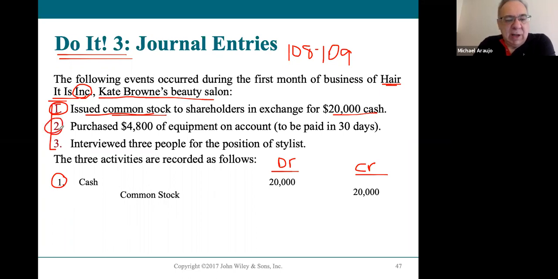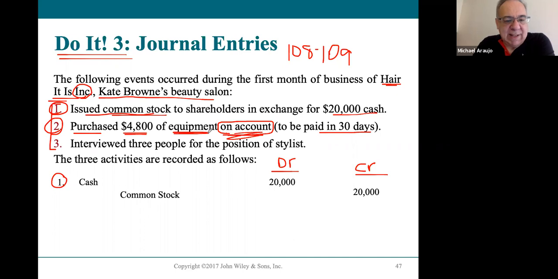Look what happened in number 2 here. We purchased $4,800 of equipment on account. There's a little 2-word phrase that comes up quite a bit in accounting, right? We're buying on account, which means we were able to take the equipment back to the company, but now we have a bill to pay that's due in 30 days. When we have a bill to pay in 30 days, we call that an accounts payable. Right.